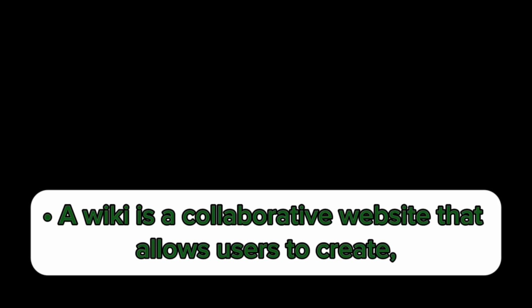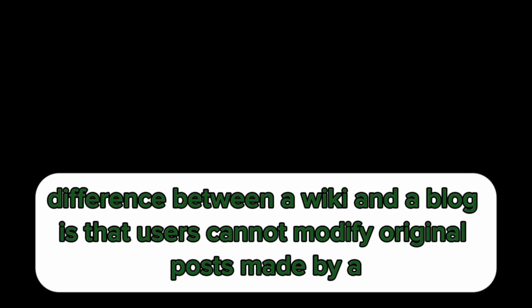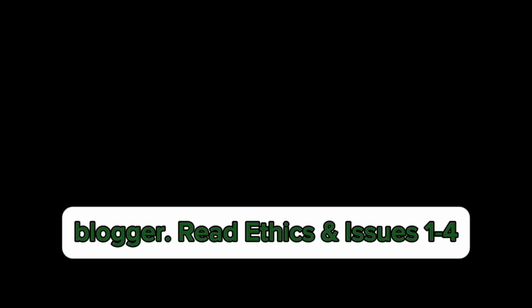A wiki is a collaborative website that allows users to create, add to, modify, or delete the content via their browser. Many wikis are open to modification by the general public. The difference between a wiki and a blog is that users cannot modify original posts made by a blogger. Read Ethics and Issues 1-4 for an issue related to using wikis as a source for research.